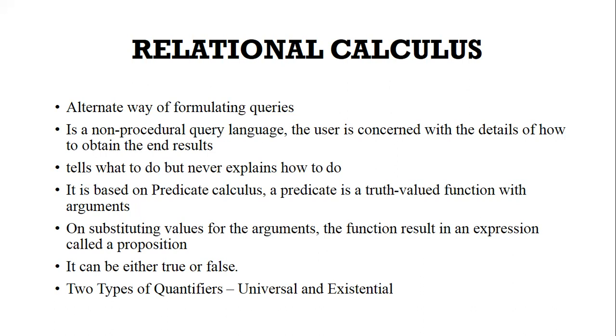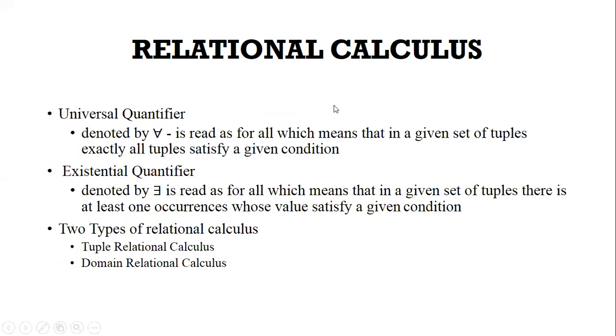A predicate is a truth-valued function with arguments. On substituting values for the arguments, the function results in an expression called a proposition. It can either be true or false. Two types of quantifiers are used in relational calculus. They are the universal and existential quantifiers.